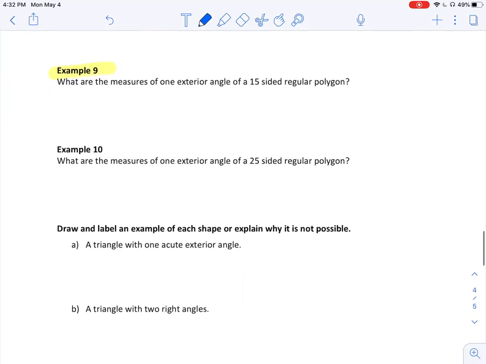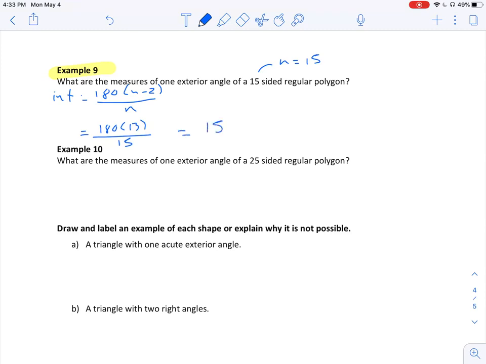Example 9. What is the measure of one exterior angle of a 15-sided regular polygon? Well, if we look at what we have, interior angles, that's what I can figure out. Interior angle, 180 bracket n minus 2 all over n. In this case, I know I have 15 sides, n equals 15. So I need to find the degree of the interior angle before I find the exterior angle. So in this case, it would be 180 times 13 over 15, which would then give me a value of 156. Right, so that is the interior angle.